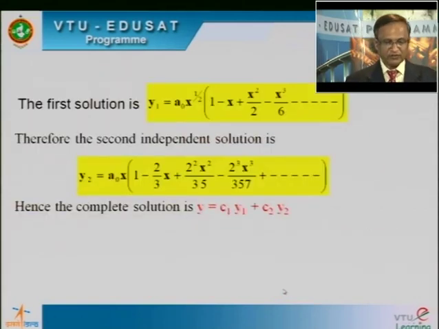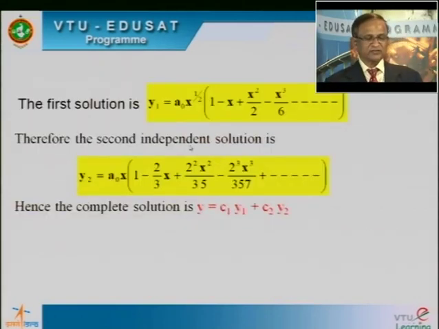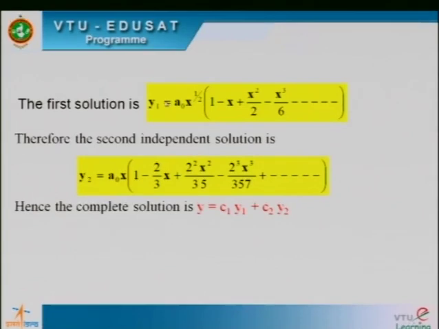Exactly in a similar way you can calculate some more values, then you can substitute all these values in the assumed solution. So y1 is equal to, since a0 is common in all the terms, I will take out a0 x to the power m, where m is 1 by 2, into the bracket 1 minus x plus x square by 2 minus x cube by 6 and so on. So this becomes one solution of the given differential equation.